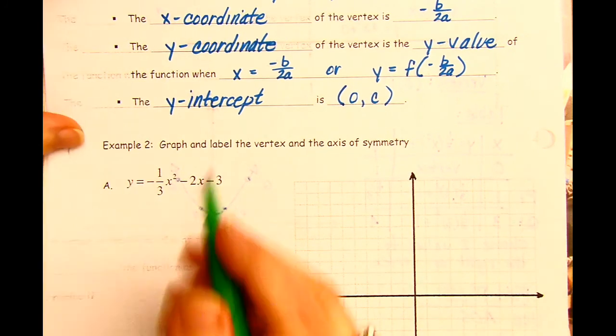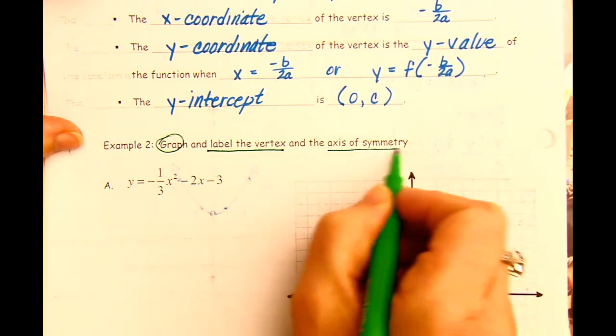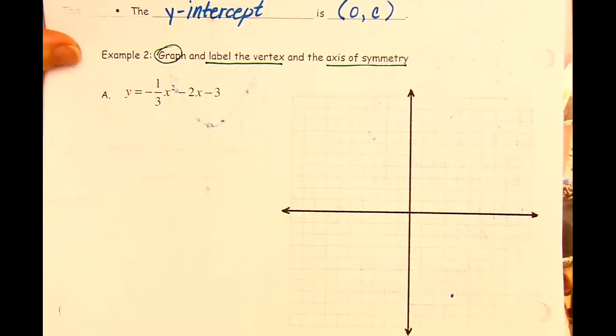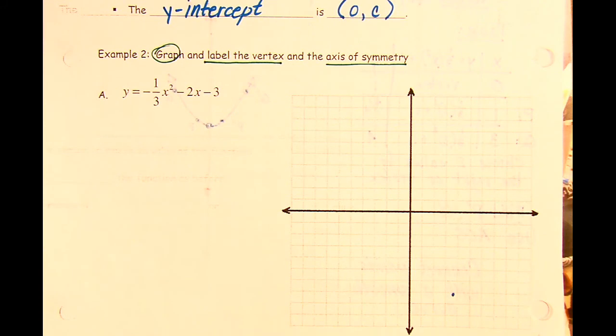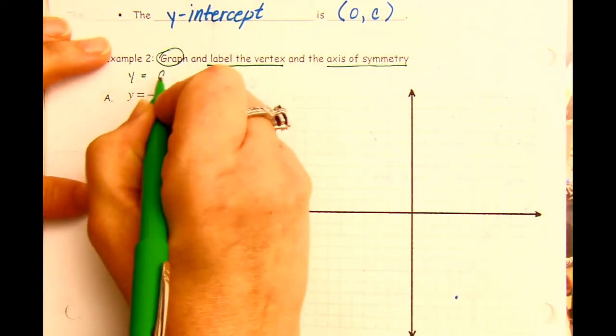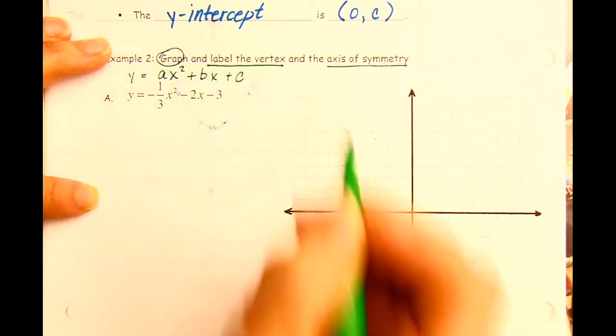Example 2 says graph and label the vertex and the AOS. All right, so we're going to go through and do this problem. You have to first make sure it's in standard form, and it is. We're going to identify what a, b, and c are because we need that. Remember, for these, you have to find the vertex a different way. This is y equals ax squared plus bx plus c.